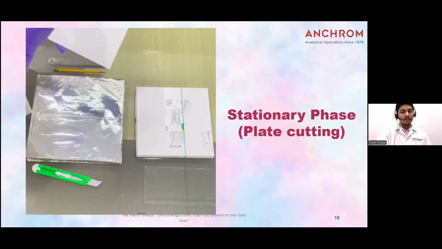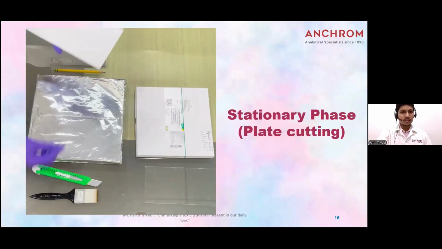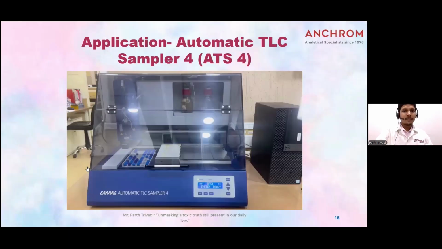We will clean the plate properly with the help of a soft brush so we don't disturb the silica. If any dust particles come over the silica, we can clean them, because after this we take a photo image with the visualizer, and dust would show up there. Then after cleaning the plate, we go for the application using the automatic TLC sampler 4, which is ATS4.